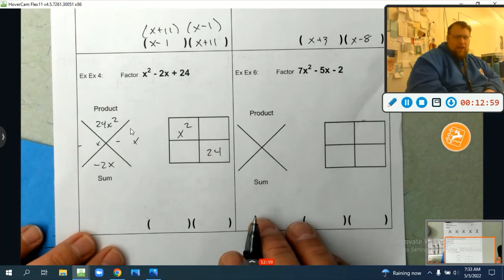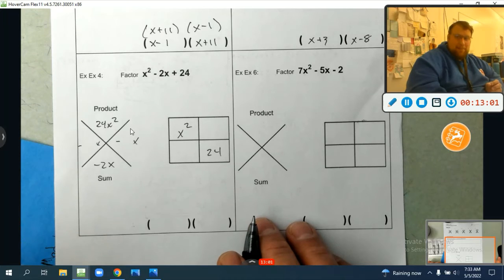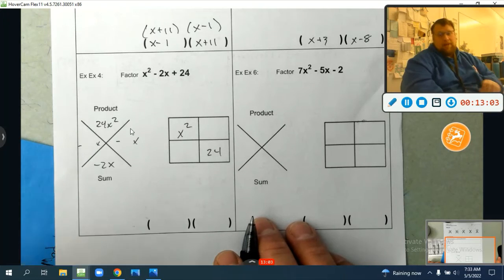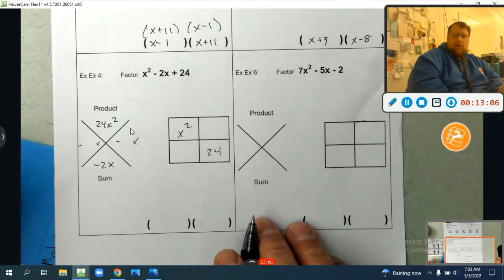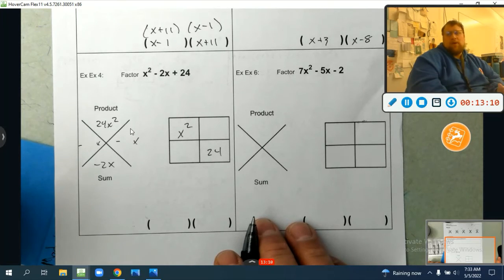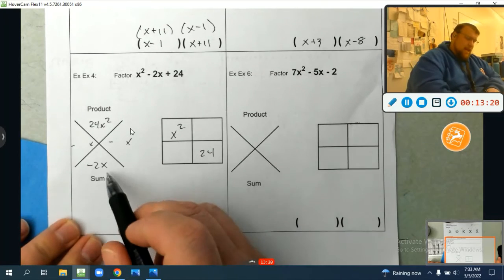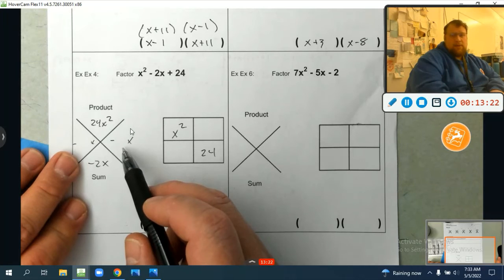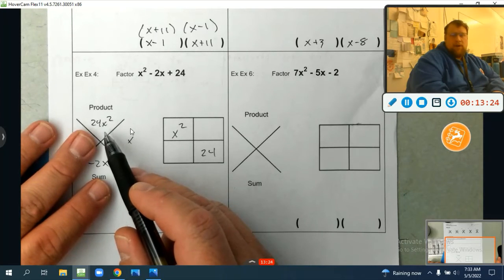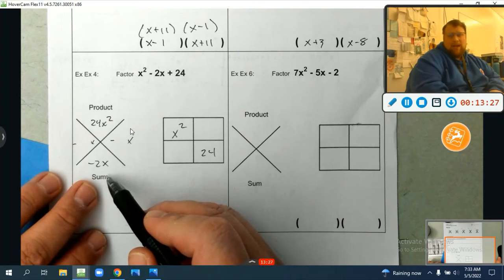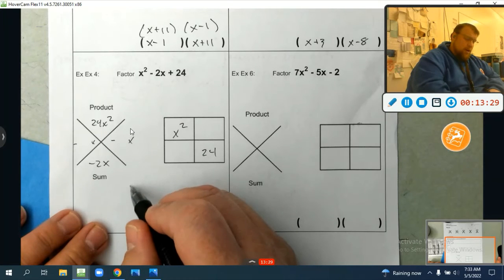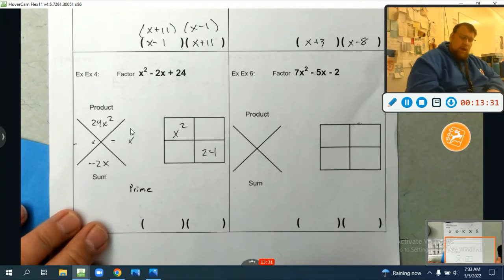But can you think of two numbers that will both subtract? So I'm negative getting more negative, right? Like negative 1 and negative 24 is going to make negative 25. Negative 2 and negative 12 is going to make negative 14. Negative 3 and negative 8 is going to make negative 11. Negative 4, negative 6 is going to make negative 10. That's the smallest possible I can get. There's no way I can find two negative numbers that multiply to a positive 24x squared and will add to a negative 2x. Because of that, this is called a prime polynomial. So we would call this prime.